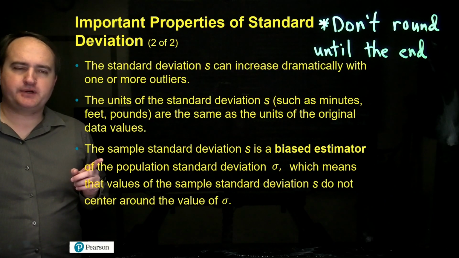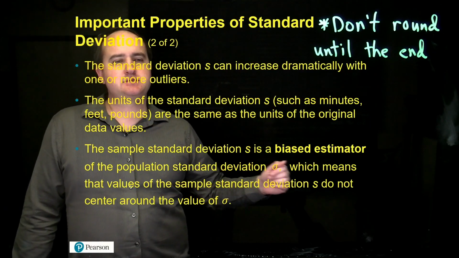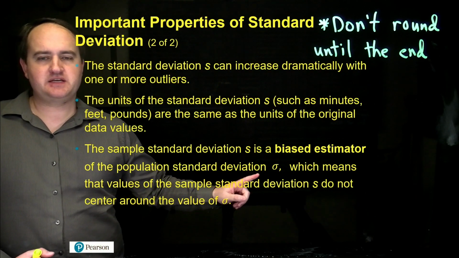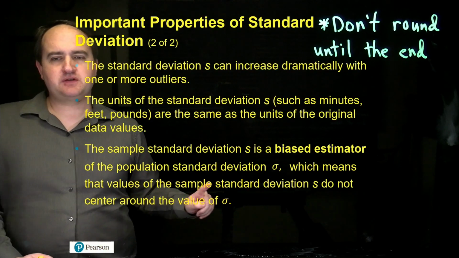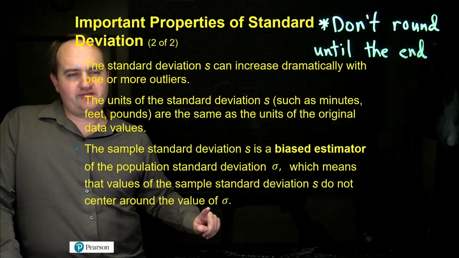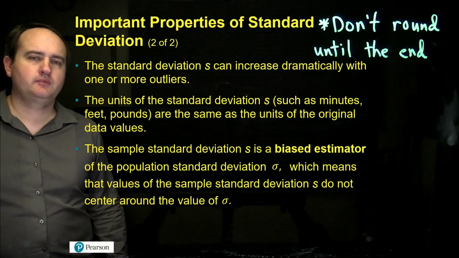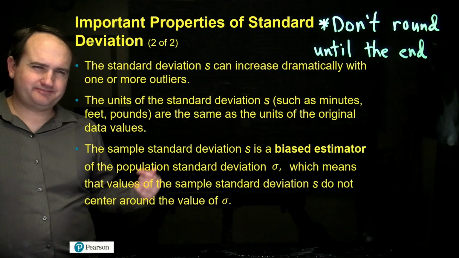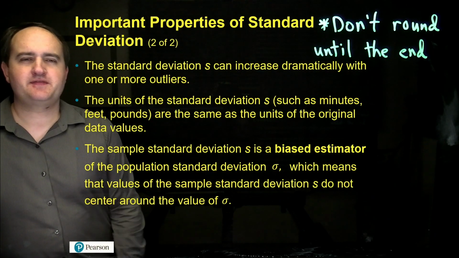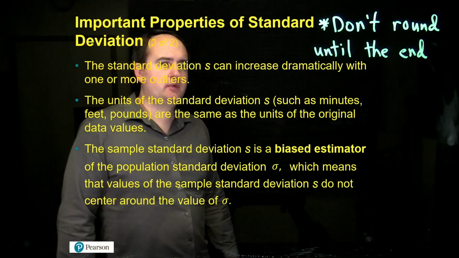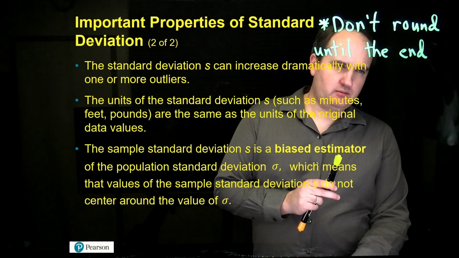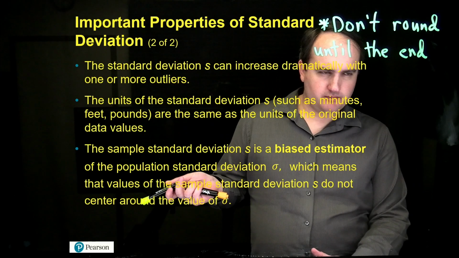The last important property, the sample standard deviation S is a biased estimator of a population standard deviation sigma, which means that values of the sample standard deviation S do not center around the value of sigma. Okay? So, roughly speaking, we said that bias is generally a bad thing, and that's true. So we don't really want a biased estimator. We want an unbiased estimator.